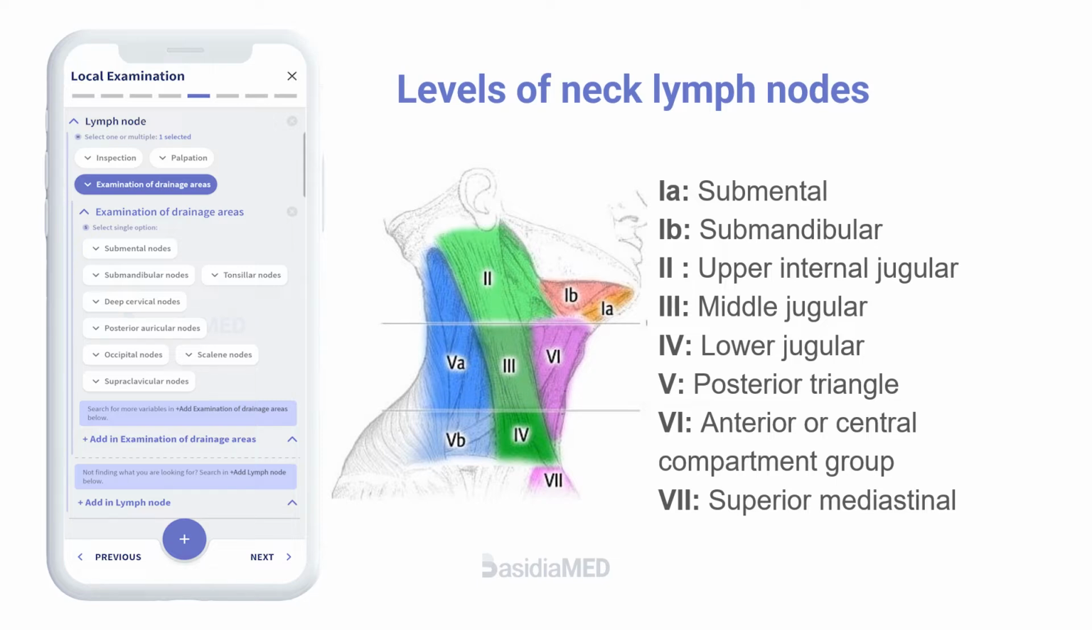Level 3, Middle Jugular. Level 4, Lower Jugular. Level 5, Nodes in Posterior Triangle of the neck. Level 6, Anterior or Central Compartment Group. Level 7, Superior Mediastinal Nodes.